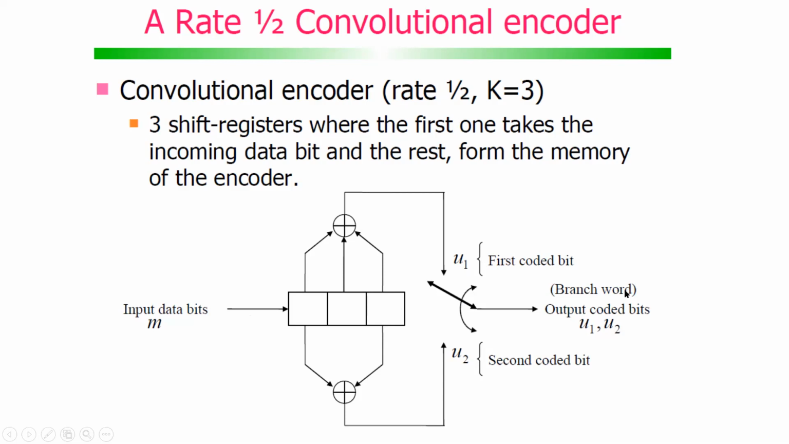If any doubt is there, then please ask. Any questions, please, till now? Okay, so this is the very basic convolutional encoder.